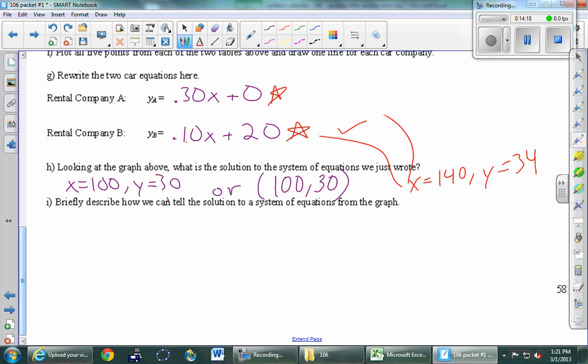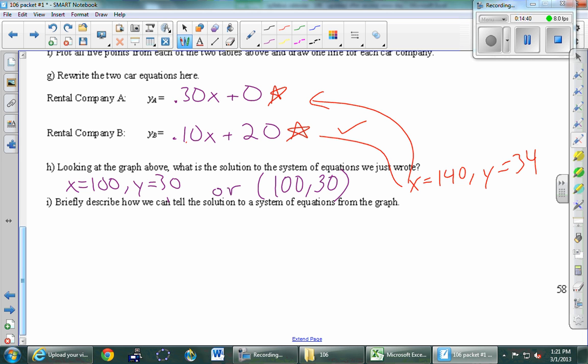Does 140 give you 34 in the other equation? No, it gave us some other number. It gave us 42. So 140, 34 satisfies the second equation, but not the first. What's special about 100, 30? It works for both. 100, 30 is the one set of numbers that makes both equations true.